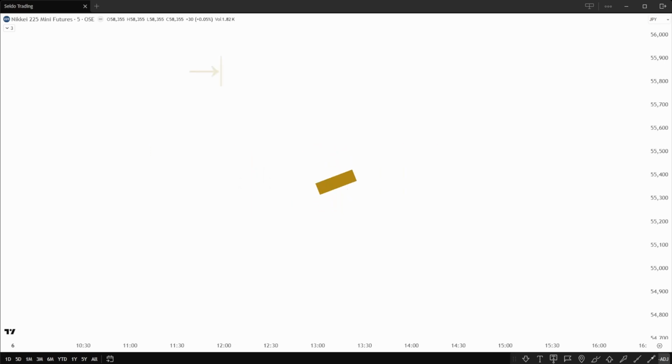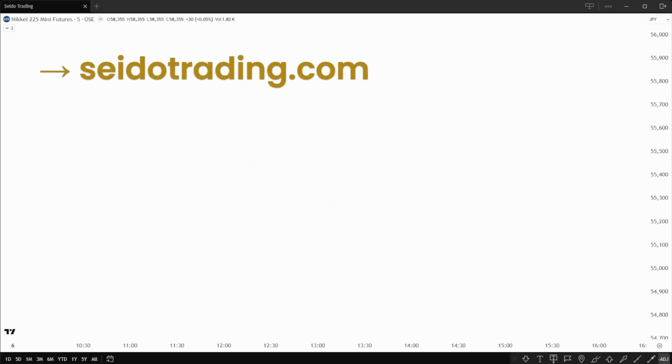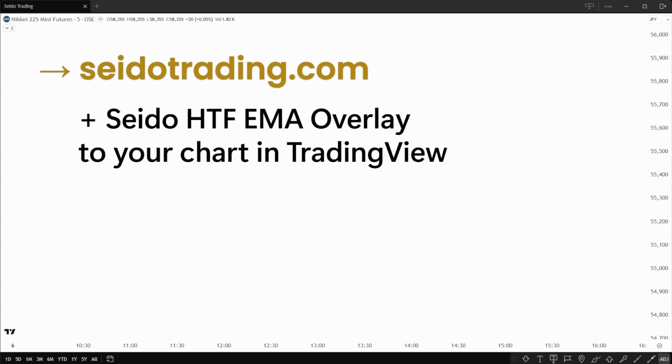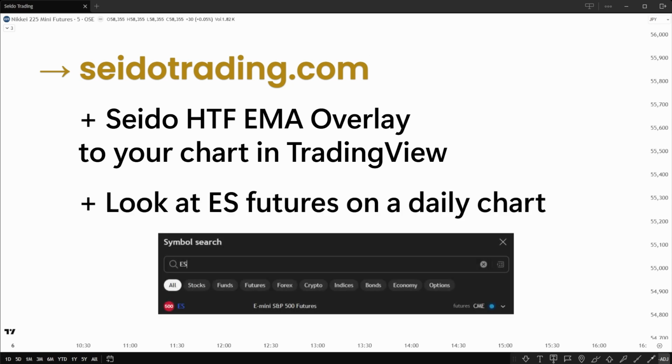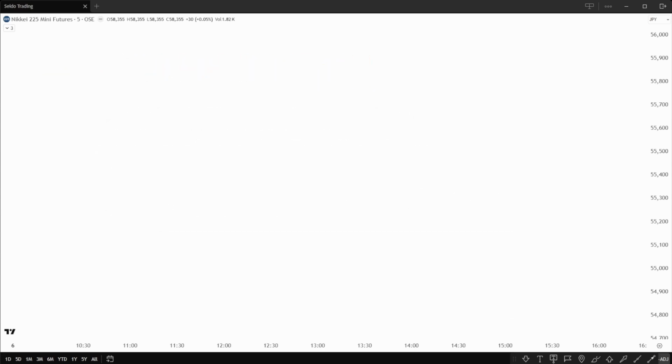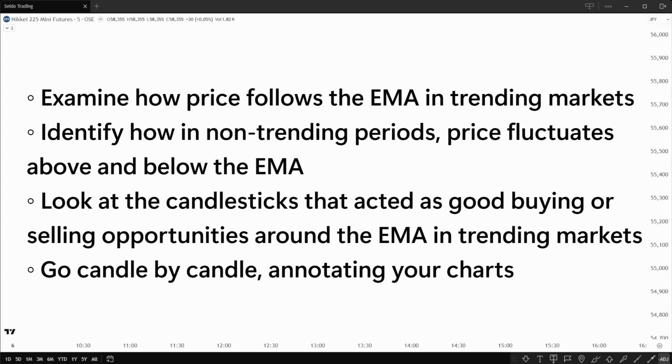Head over to seidotrading.com, find our indicators, and add the higher time frame EMA onto your chart. What I want you to do for the lesson is to call up the ES futures on a daily chart. Use the higher time frame EMA overlay with a weekly 20-period moving average. This is the chart that we looked at in the lesson. Observe how price followed the EMA in the trend from late 2023. Every time it pulled back after strong momentum, look how it reacted to the EMA.